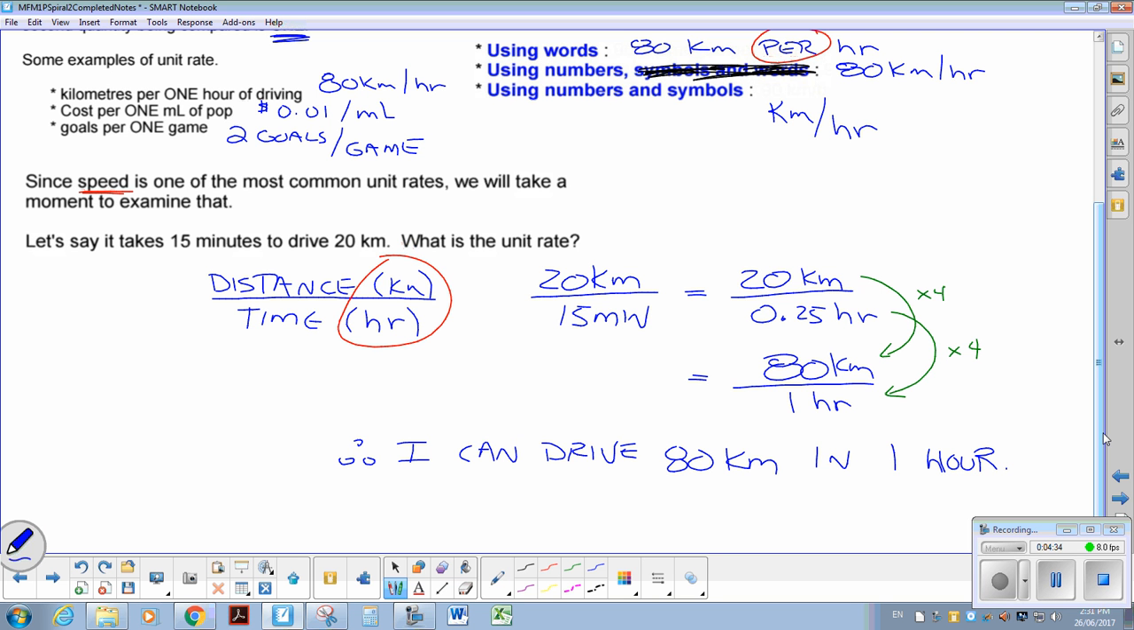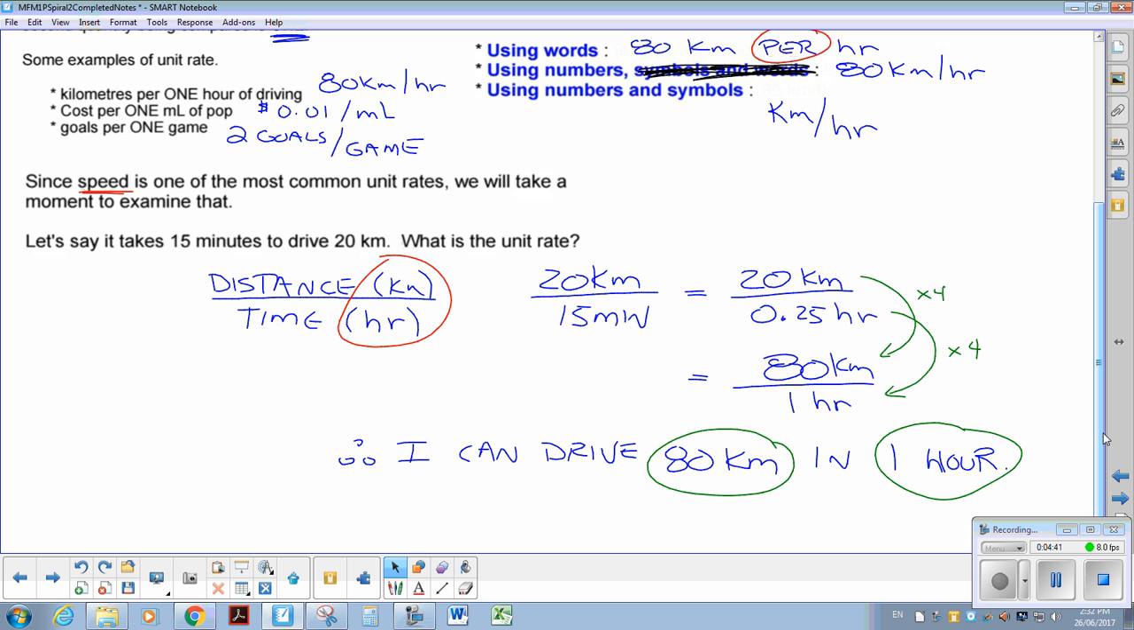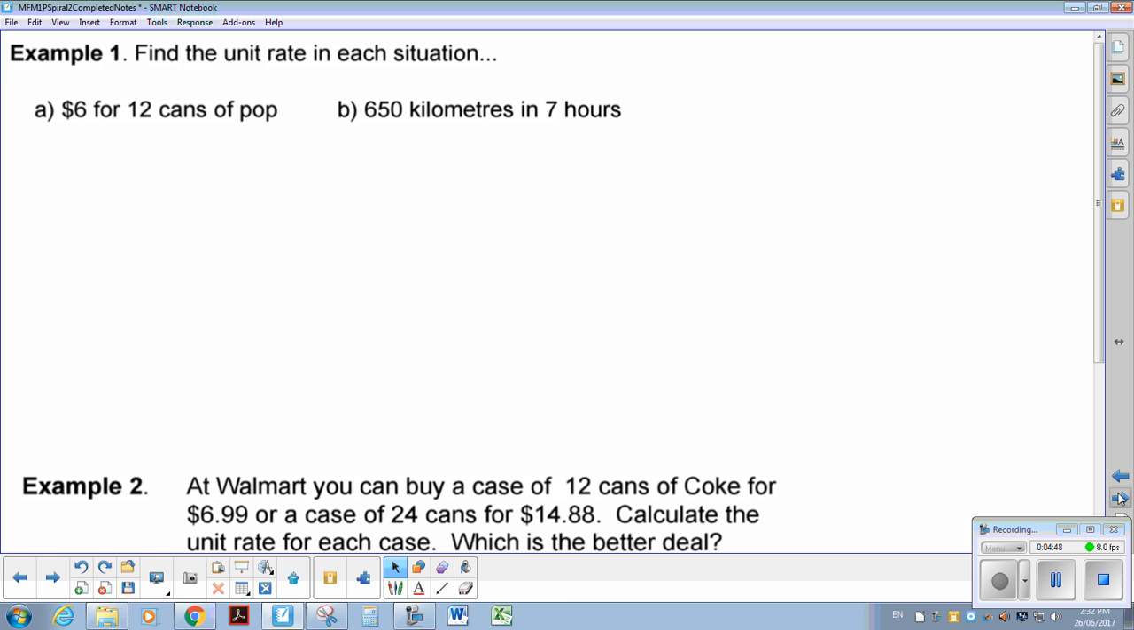It's measuring how much you get for one of another item: kilometers per hour, cost per gram of chocolate. A couple of examples. $6 for 12 cans of pop. You can do this 2 different ways. What would you sooner want to know? The cost per can of pop or the number of cans you can get for $1? Most people want to know how much it costs for a can of pop.